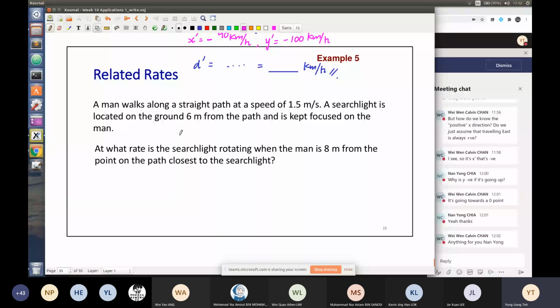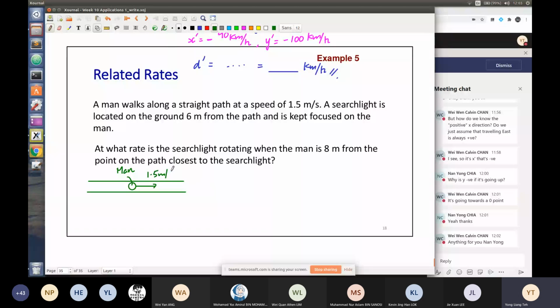So let's try to draw. I'm going to draw the top view. So we have a path. This is my path, and this is my man. The man is walking along a straight path at a speed of 1.5 meters per second. So obviously this guy is 1.5.